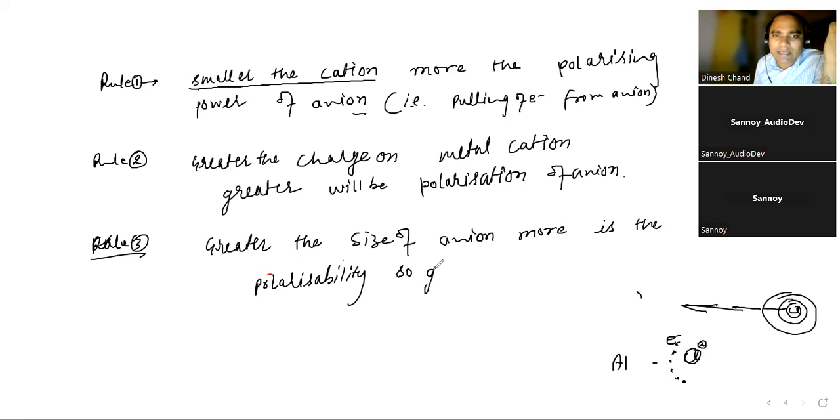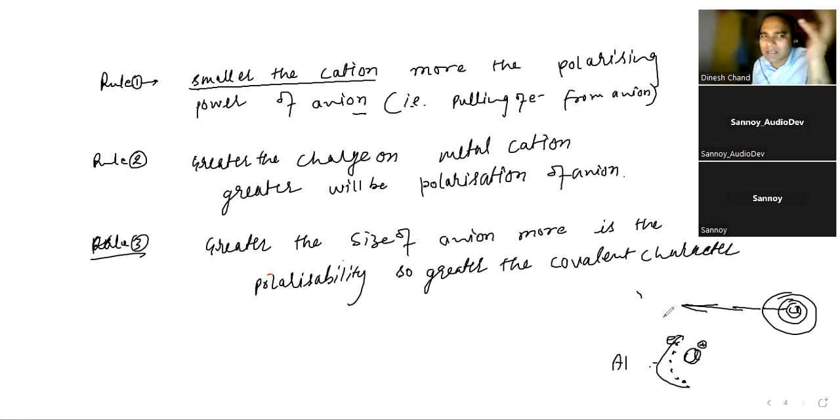So the covalent character is greater. Why is the covalent character greater? Because the electron will come to the center, between the two atoms, not towards the aluminum. If the electron comes to the center, that is covalent character.